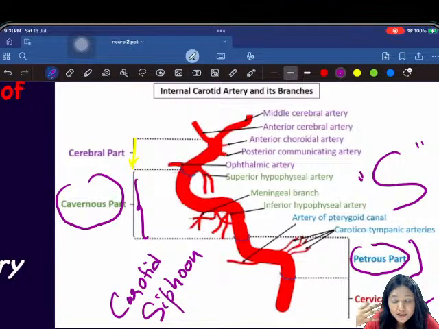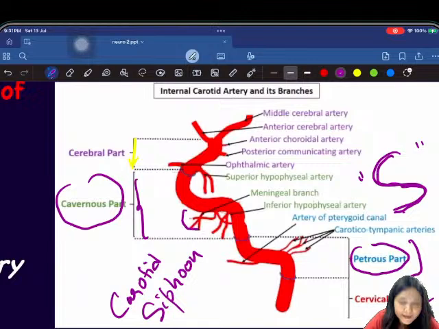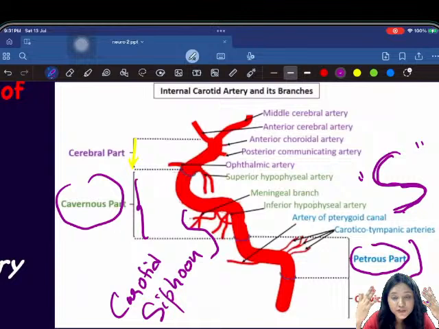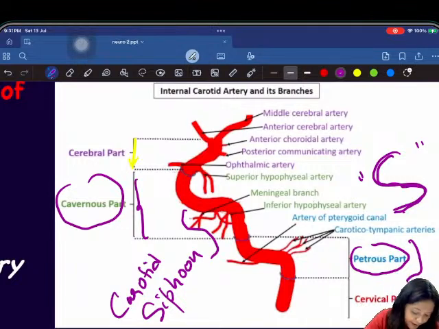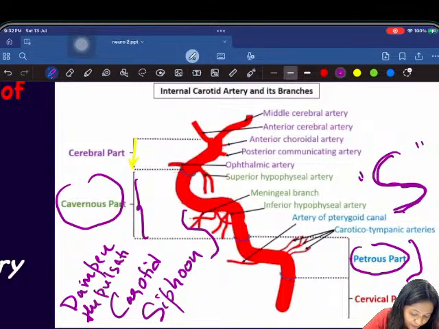What it does is this: there is very heavy pulsation, and when it reaches the brain, due to the siphon effect, as it is taking a bend like an S, the pulsation decreases. Otherwise, think about how much pulsation we would be feeling each time. Because of that S-shaped siphon, the pulsation is decreased. It dampens the pulsation. Carotid siphon.